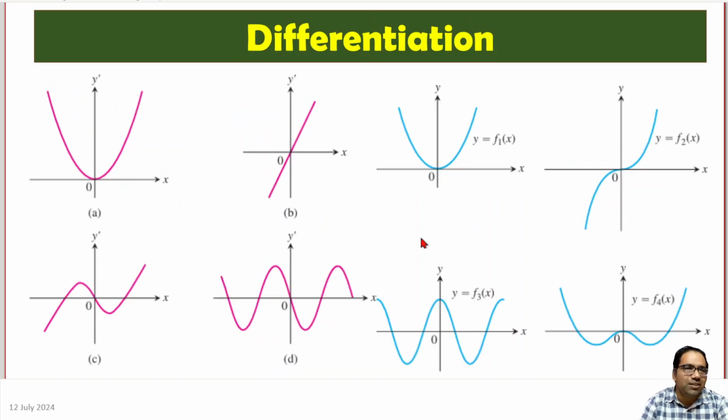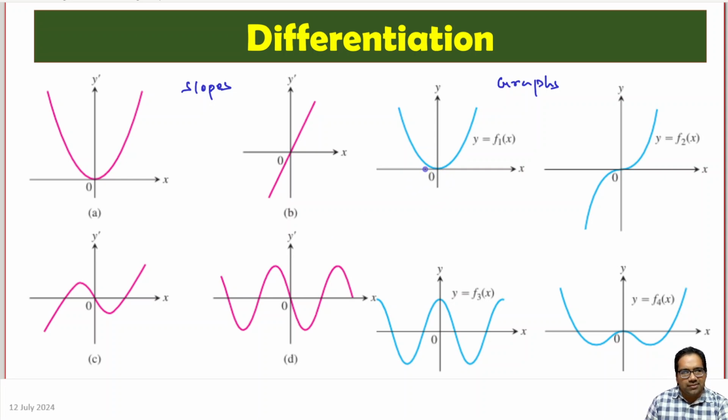Right, guys. Now that we have understood some graphs and some slopes, let us try to match them. These pink ones are slopes and these blue ones are graphs. Okay, let us try to match which graph can have which slope.